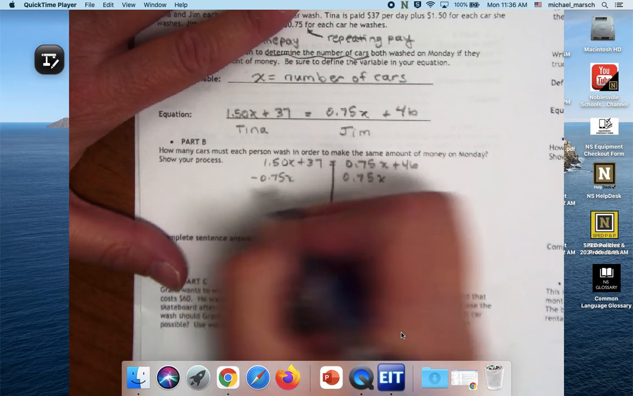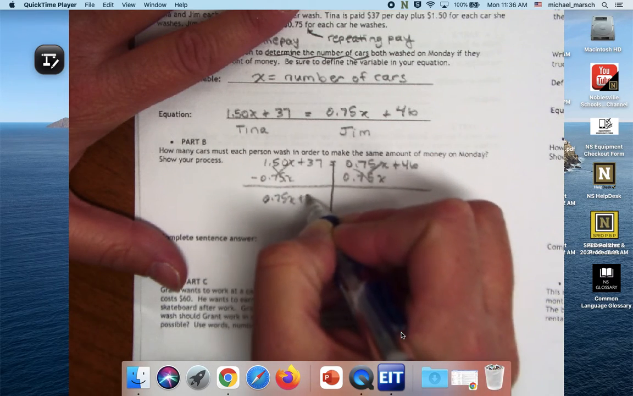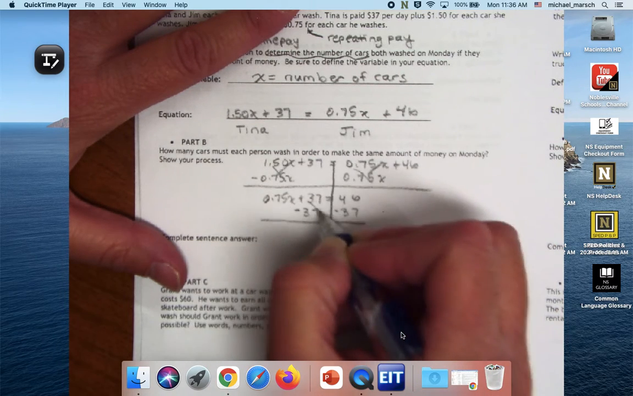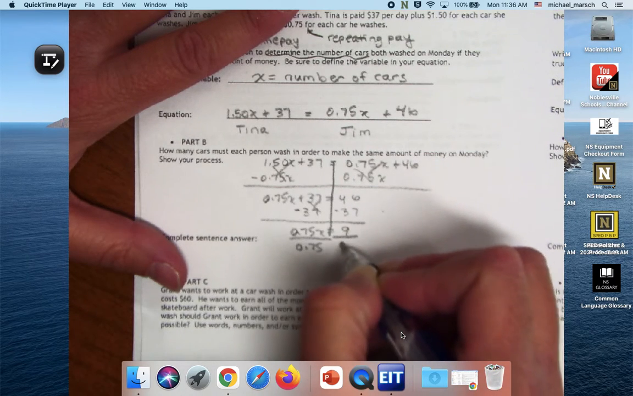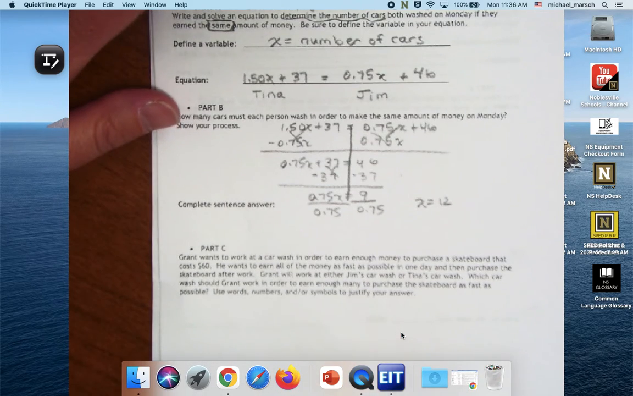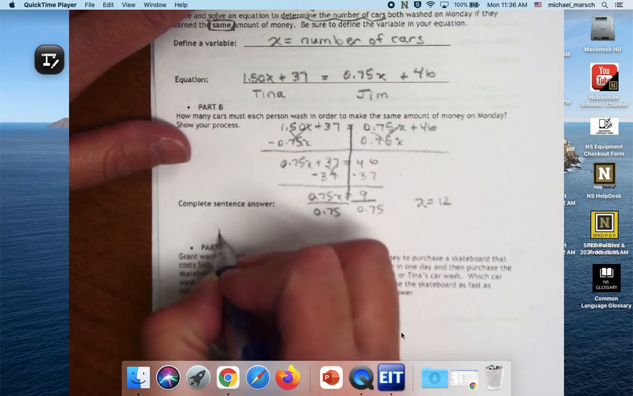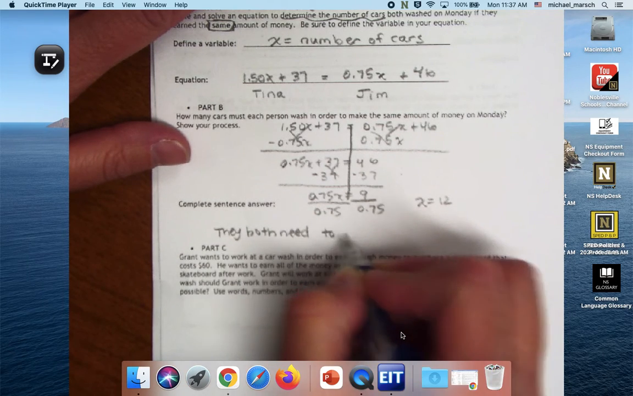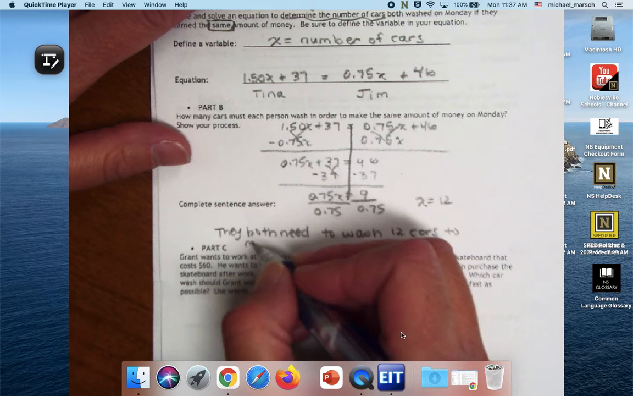Subtract 0.75x from both sides. You get 0.75x plus 37 equals 46. 0.75x equals 9. X equals 12. So what would my complete sentence answer be? They both need to wash 12 cars to make the same amount.